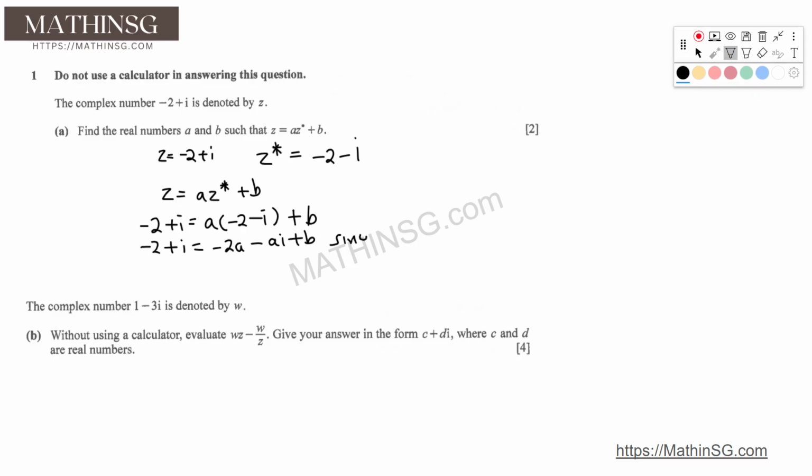Okay, since a and b are real, and all the coefficients are real, therefore the real part will be equal to the real part, and the imaginary part will be equal to the imaginary part, because a real number cannot be imaginary and an imaginary number can never become real. So whatever I underline are real: minus 2 equals minus 2a plus b. In other words, b is equal to 2a minus 2.